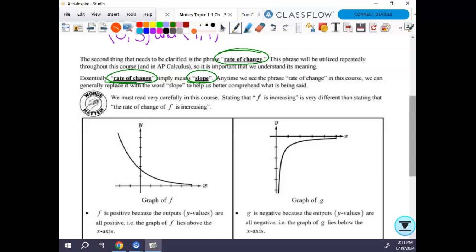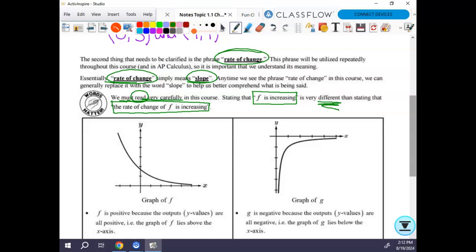Then it also says we must read very carefully in this course. You have to actually read and not skim and not assume things, right? So if I state that f is increasing, it's very different than stating the rate of change of f is increasing. F can be increasing and the rate of change of f could be decreasing. This is what I was talking about when you get confused with increasing and decreasing. What are we talking about? Are we talking about the function itself? Or are we talking about the rate at which the function changes? Those are two completely different things, all right?